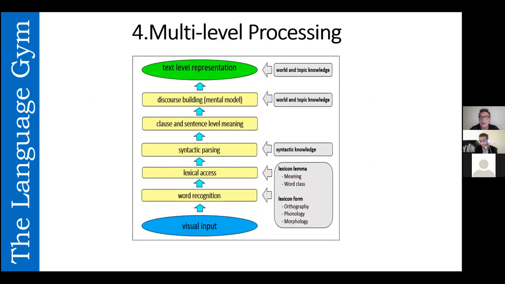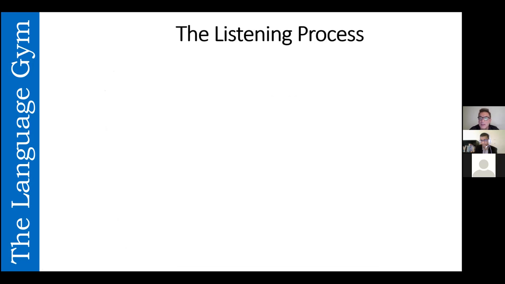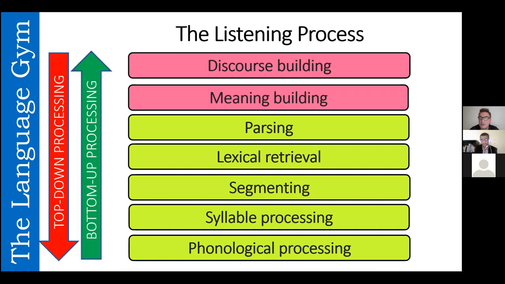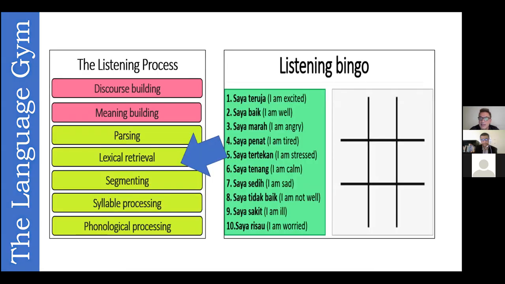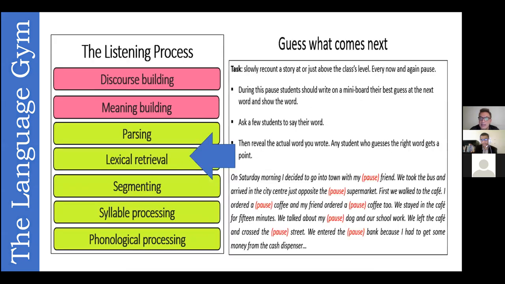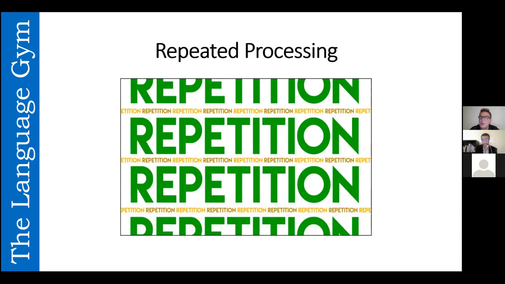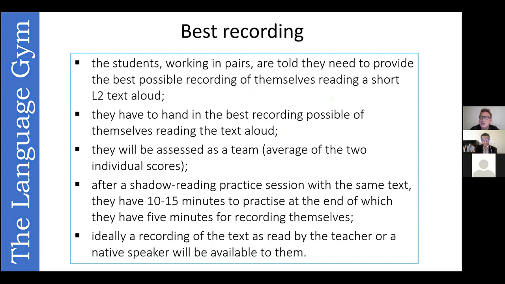Finally, I'll mention multi-level processing, the idea that I mentioned earlier. If you want the student to learn, if you want a text to model, you exploit the text at every single level, like I showed you earlier, all those levels. So we'll have an activity using a text, which is a micro ability, listening or reading. Another staple of my approach is repeated processing, making sure that you stage activities that force the students to learn by processing a text many times over.